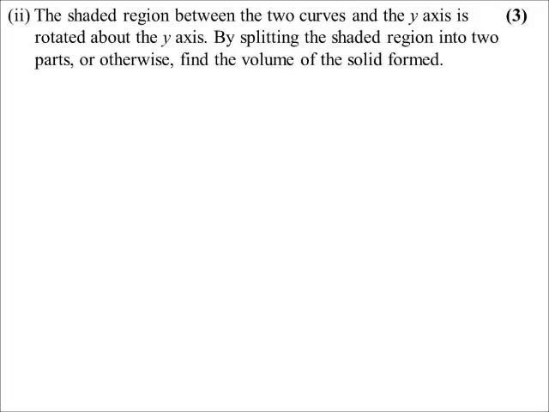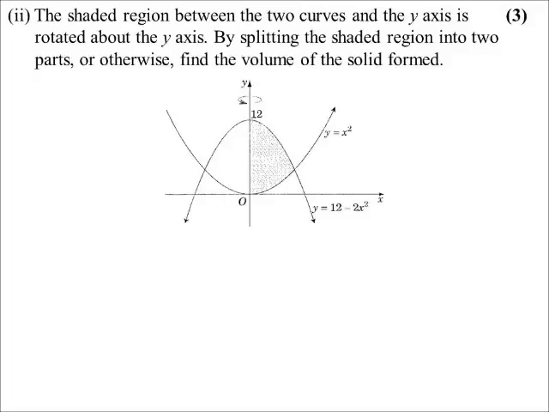All right, next part. That shaded bit is going to be rotated around the y-axis by splitting the shaded region into 2. Why do we do that? Because the boundaries change. If we're going around the y-axis, imagine you're going up the axis. So it's the concave up parabola going to the axis. Concave up, concave up, concave up. We get to the point of intersection, but now it's the concave down parabola. So it changes the boundary. If it changes the boundary, we've got to split it up and find separate volumes.